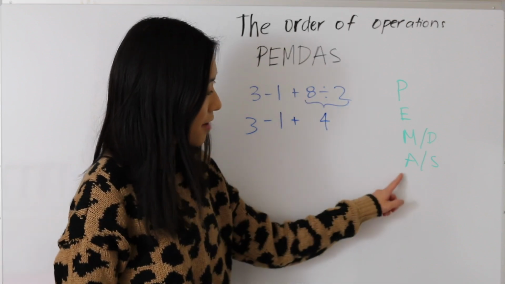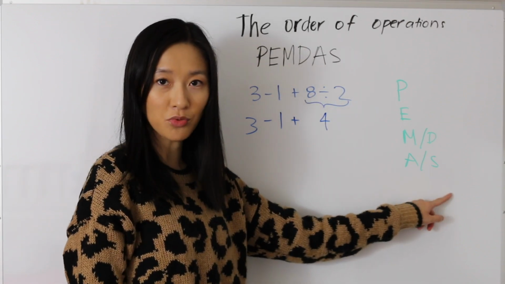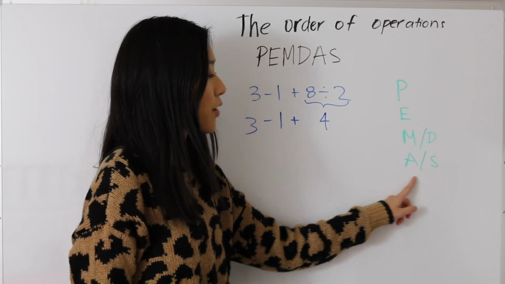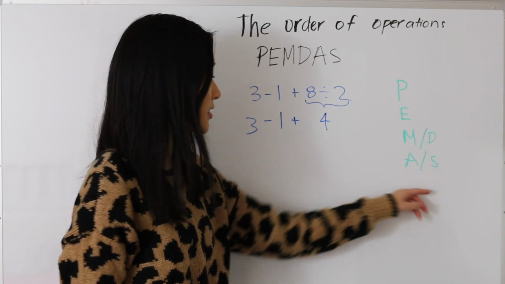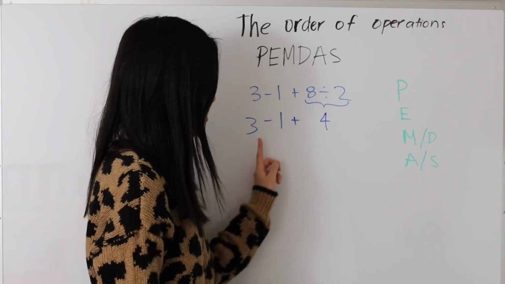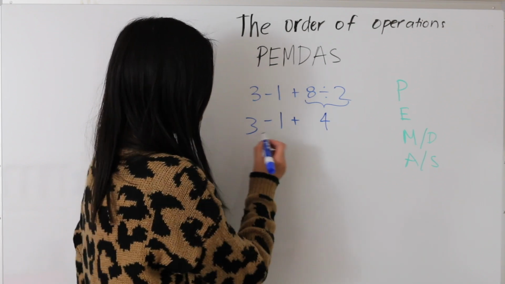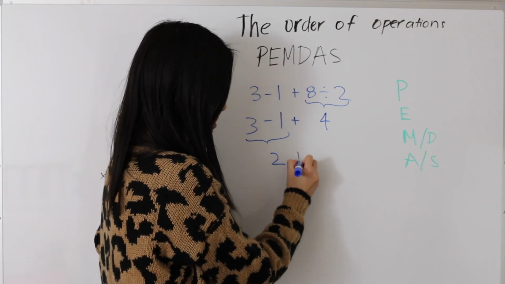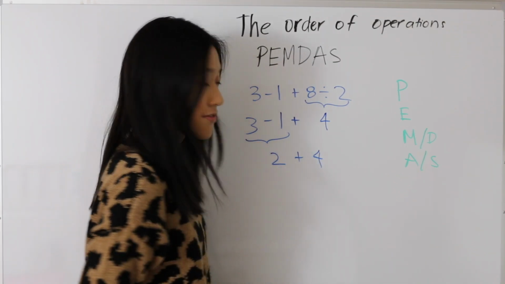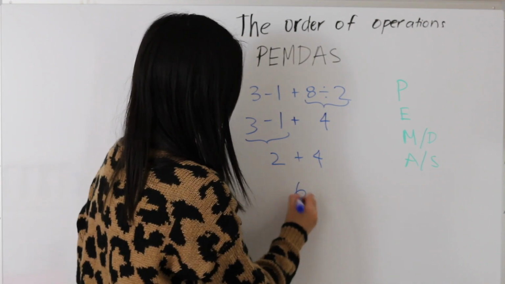And then the last step is to look for any addition or subtraction we may have. And remember that whenever we have addition and subtraction, we always evaluate this from left to right. So on the left, we have 3 minus 1. Let's look at that first. 3 minus 1 is 2, plus 4, so that gives us 6.